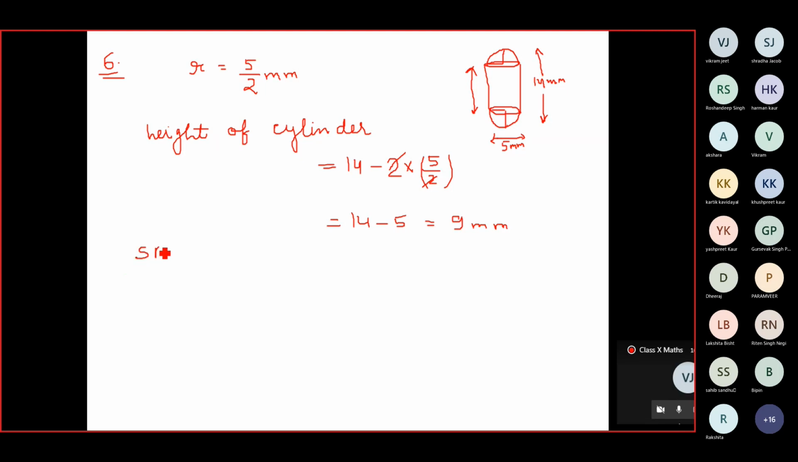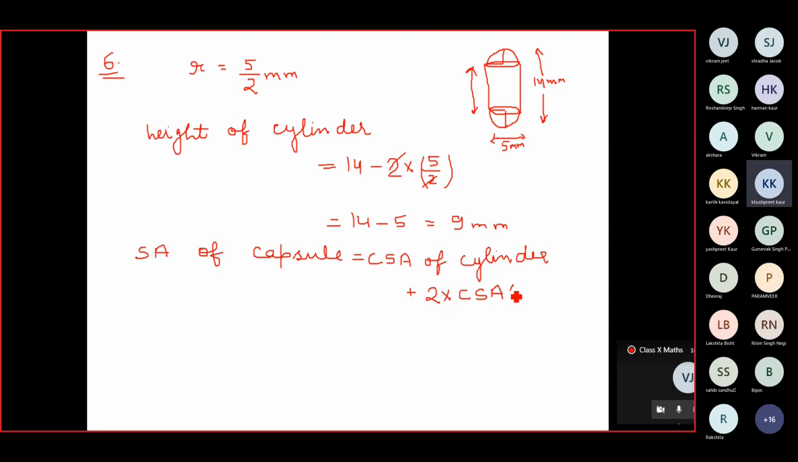Now we'll be applying the formula. Surface area of capsule will be equal to CSA of cylinder plus 2 into CSA of hemisphere. CSA of cylinder is 2 pi r h, plus 2 into CSA of hemisphere, which is 2 pi r square.